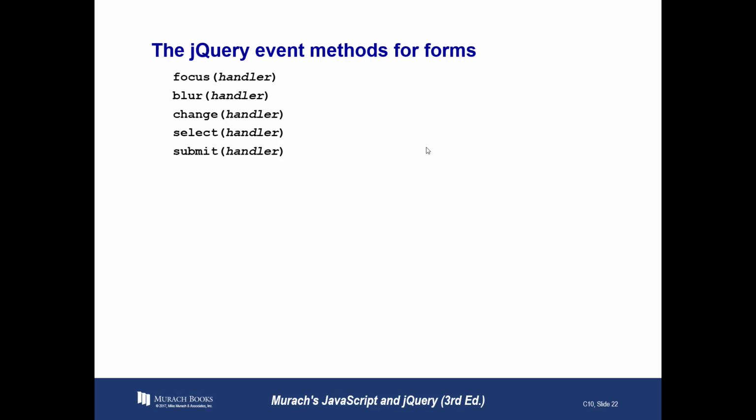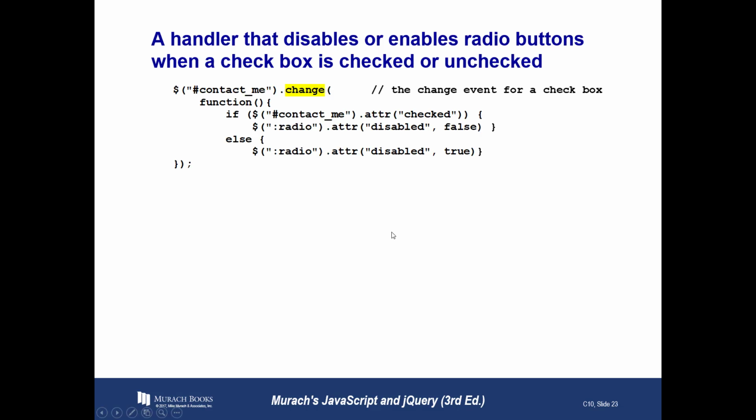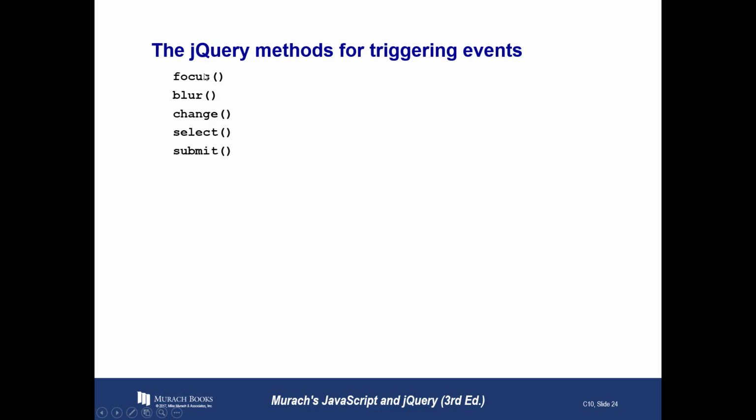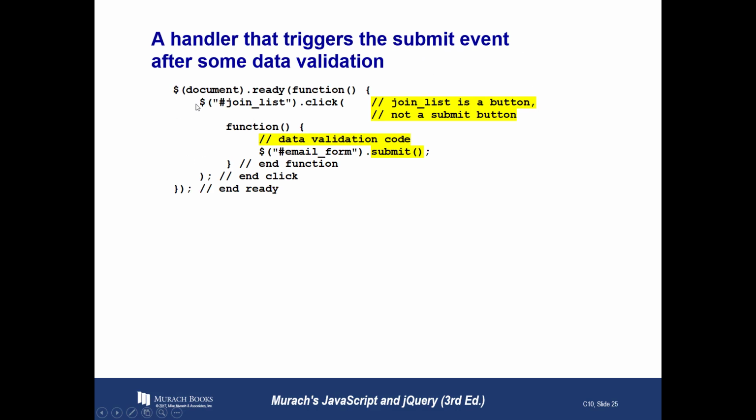All right. I can check when something is changed. That might be, for example, in a text box where I ask you to type in a number, and if you type anything non-numeric in, I just refuse to accept it. Select and submit. A handler that disables or enables radio buttons when a checkbox is checked. Again, we've talked about many of these.